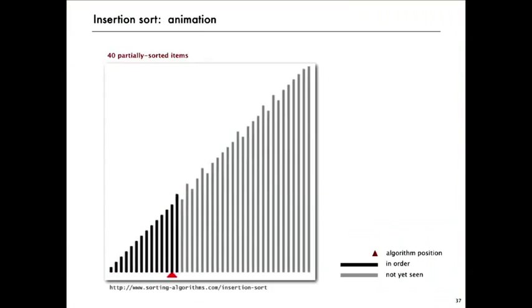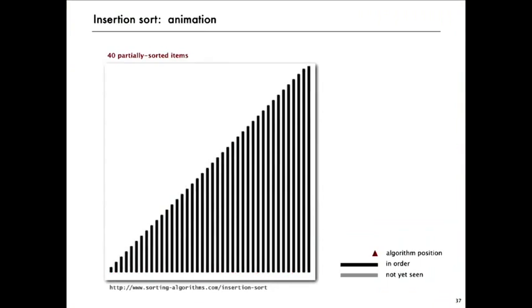Here's a partially sorted array, and you can see that insertion sort quickly gets the job done. We're going to take advantage of this a little bit later in this lecture. That's insertion sort, our second elementary sorting method.